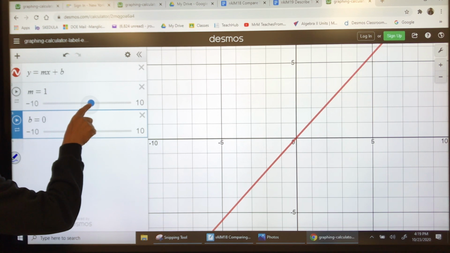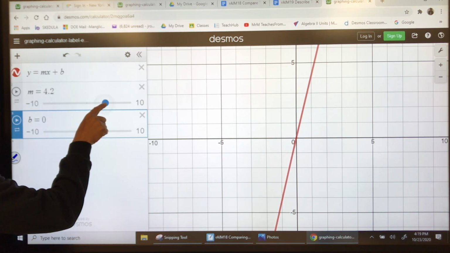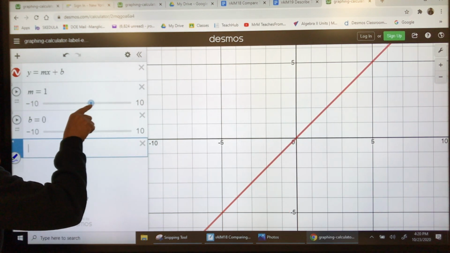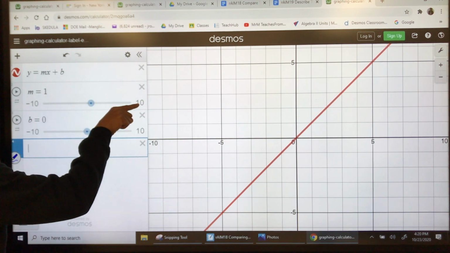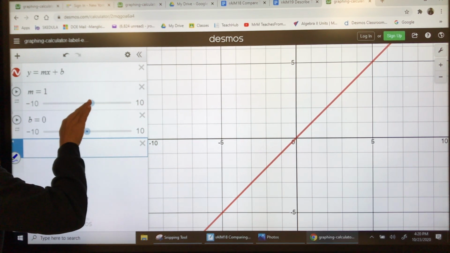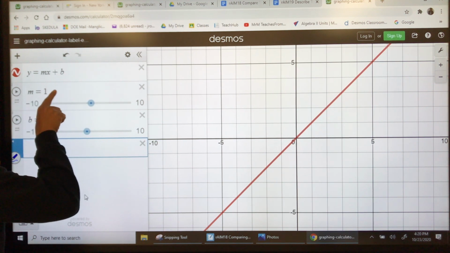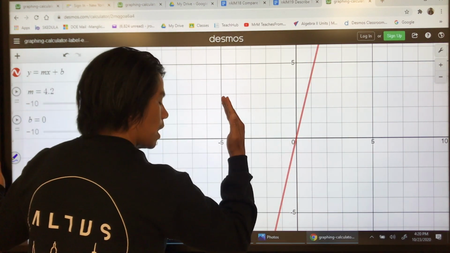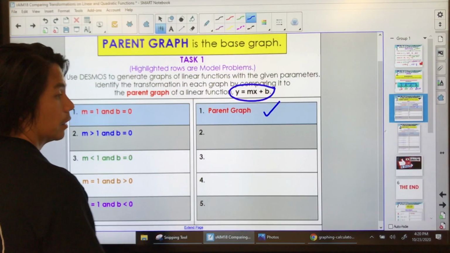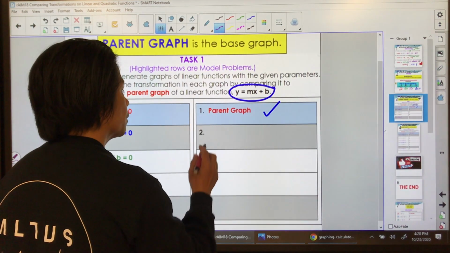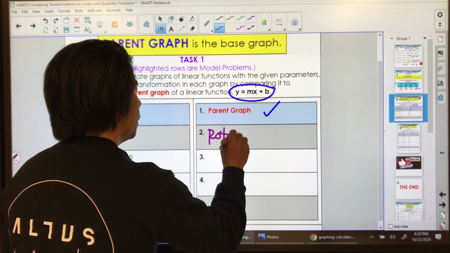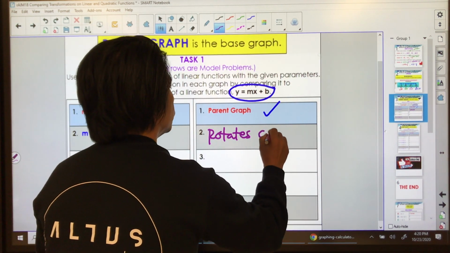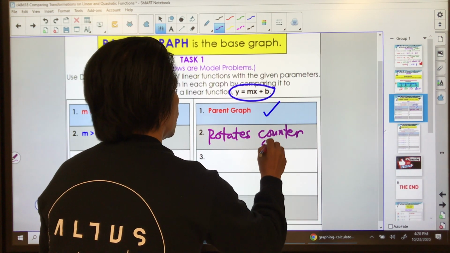Now take a look at the graph. If I move towards 10, what happened to the graph? So one more time, if I move this slider towards positive 10, that means m is getting bigger than 1, right? So what do you notice about the graph? What transformation is that? If you said it's rotating, you are correct. So it rotates, but which direction? It rotates this way, so it rotates counterclockwise.